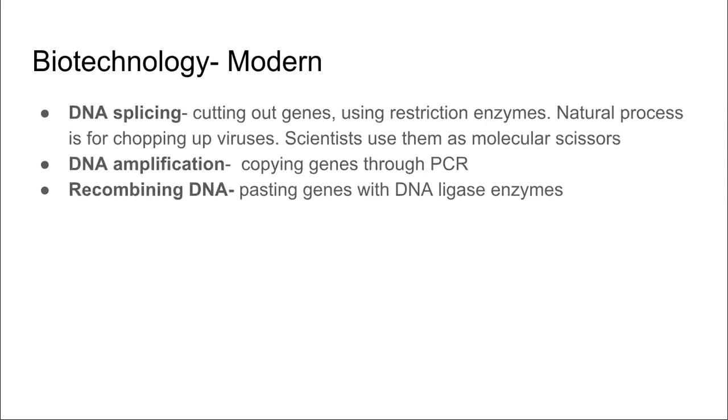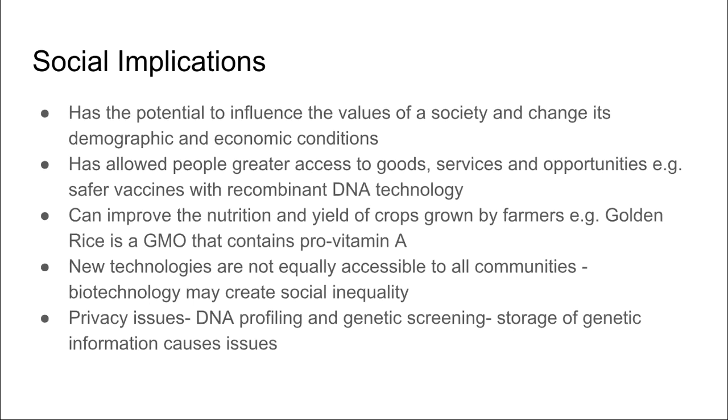We also know now that we can splice DNA, so cut out genes using restriction enzymes, which is quite a natural process, and these are used to chop up viruses when they try to invade cells. We can amplify DNA by copying it in PCR, and then we can create recombinant DNA by pasting genes together with DNA ligase enzymes.